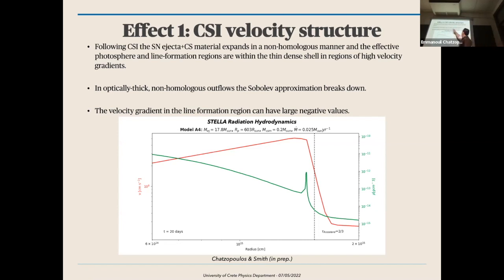That means that your Sobolev approximation, another quite commonly used assumption in radiation transfer codes for supernova explosions, completely breaks down. You can have more than one interaction point for your photons because of this complicated velocity structure. And the velocity gradient, as I said, in the line formation region can have a large negative bias. So that means you have to resolve this region to the best of your ability. If it's under-resolved, your predictions are going to be pretty bad. So that's the first complicating physics.